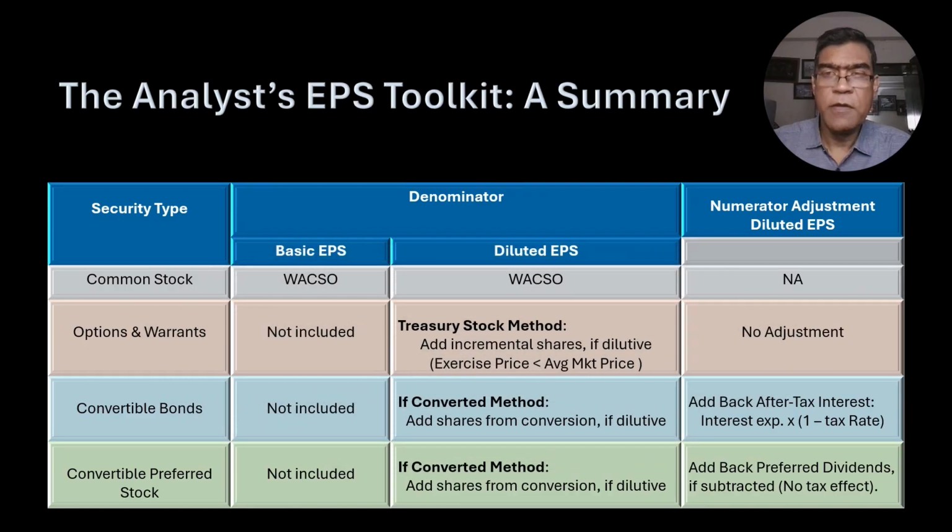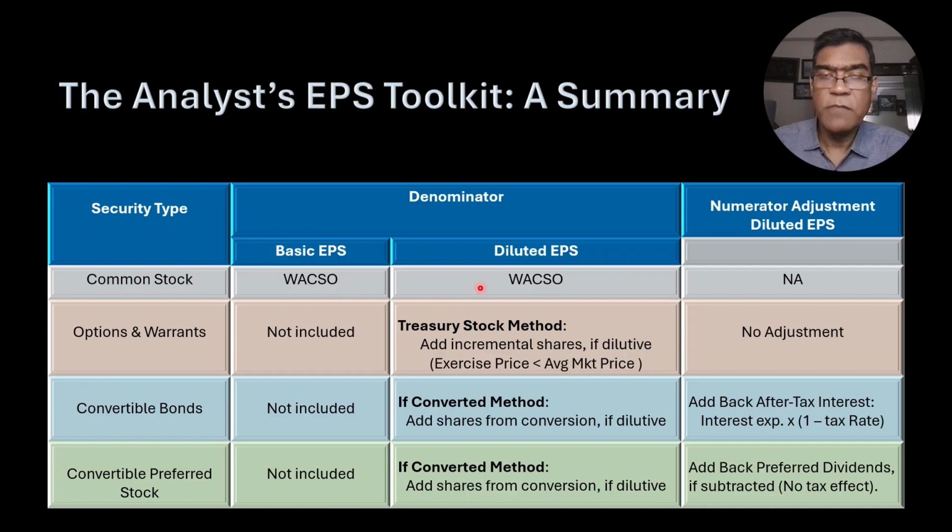There is a table, we call it summary table. In this table, we show denominator and numerator for basic EPS or diluted EPS. For basic EPS, common stock, we use weighted average common stock outstanding. The same, weighted average common stock outstanding. No adjustment for the numerator. Clear? For options and warrants, we should only consider in case of dilution.